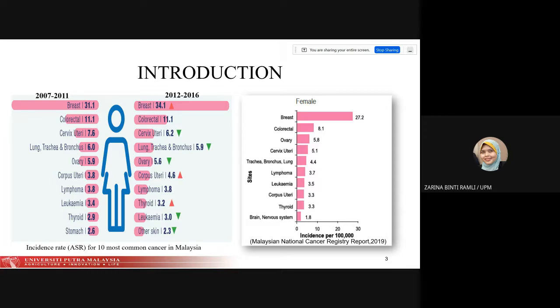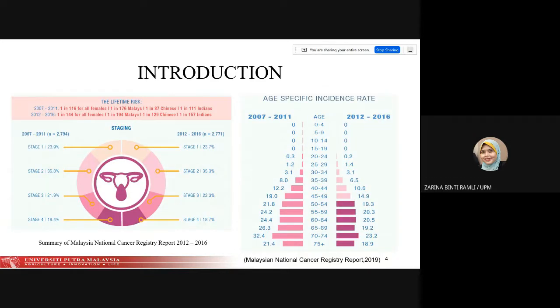In Malaysia, cervical cancer is the fourth most common cancer incident, as stated in the Malaysian National Cancer Registry Report 2019. According to the incident rate for the 10 most common cancers in Malaysia from 2012 to 2016, the cervix uteri rate was reduced to 6.2 compared to 7.6 in 2007 to 2011. In both reports, 76% of the cases were still diagnosed at a late stage, which is stage 2, 3, and 4.